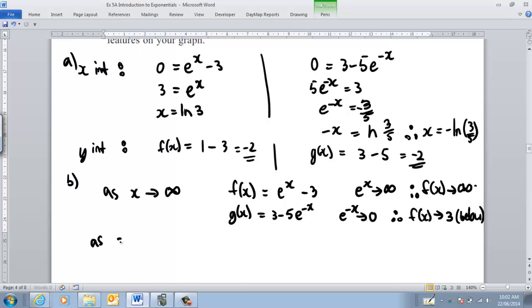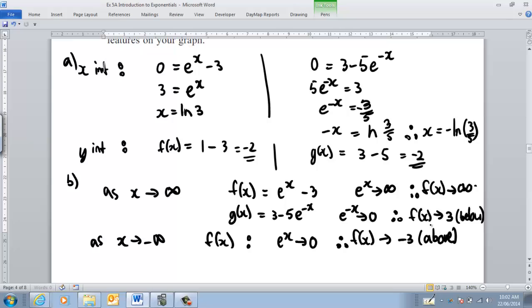Now, as x goes to negative infinity, what is f(x) going to do? Well, that's going to get really small. For that particular function, e^x is going to go to 0, so therefore f(x) is going to go to minus 3. Because it's going to be a positive number, it's going to be a little bit bigger than negative 3, so it's going to go to negative 3 from above. Remembering, we've already graphed this, so we actually know what we're expecting to see.